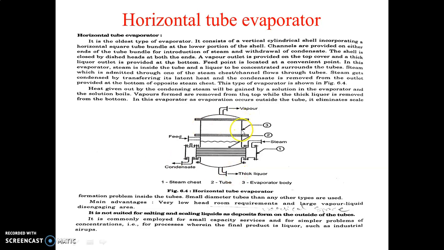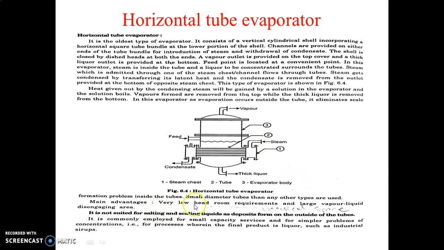So in this evaporator, the feed is admitted from here. That means dilute slurry or weak solution is admitted from here, and the steam is admitted from here. Heat is given by condensing the steam and the solution gets evaporated. The solution boils and the vapors formed are removed from the top, while the thick liquor is removed from the bottom. Here, small diameter tubes are used in a horizontal tube evaporator.